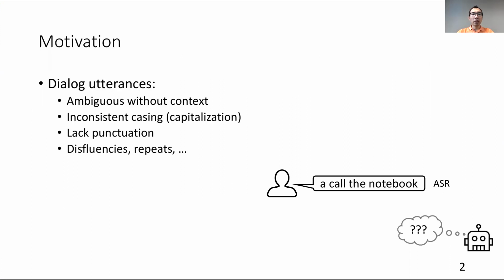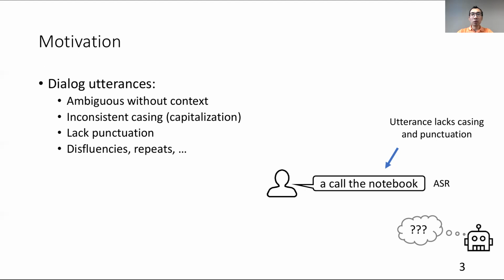Named entities can be hard to identify in dialogues because dialogue utterances may be ambiguous, especially when taken out of context. Besides, transcripts of dialogue utterances from automatic speech recognition systems may contain many errors. Furthermore, transcripts may lack consistent letter casing and punctuation, two features that are important for named entity recognition. The presence of disfluencies and repetitions also poses additional challenges to this task.